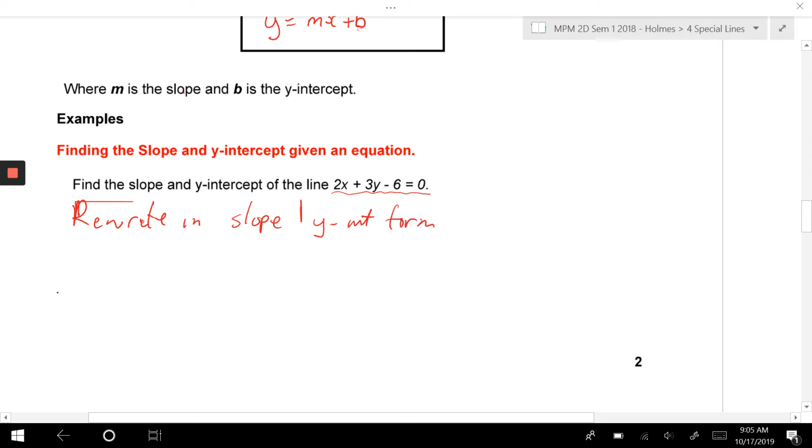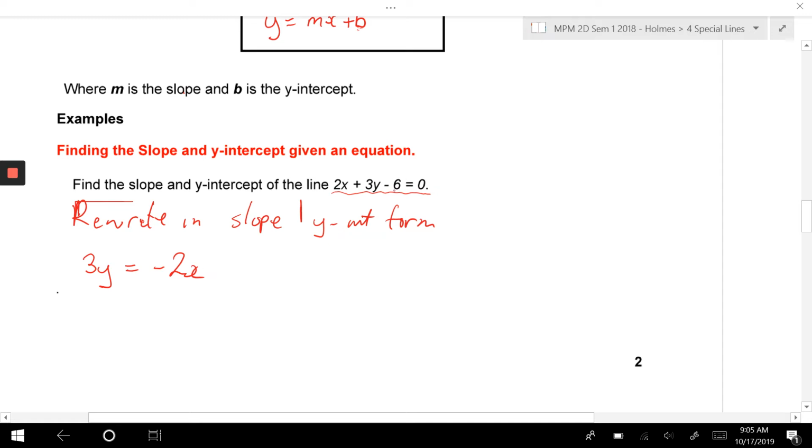Right, so we just need to rearrange our equation in the form y equals mx plus b. I could do that by leaving the 3y on the left-hand side. I'm going to subtract my 2x from both sides, minus 2x. If I subtract 2x from the left-hand side, that disappears, but I also need to subtract 2x on the right-hand side, giving me minus 2x.